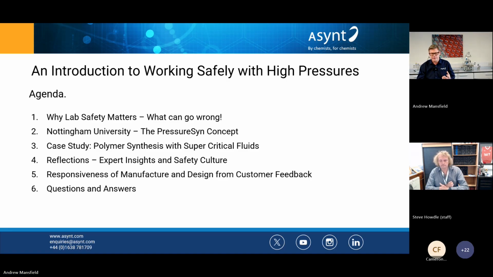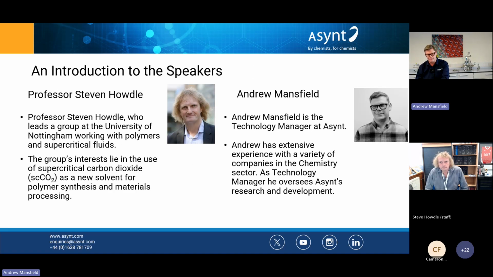So just to begin with, I wanted to introduce our guest speaker, Professor Stephen Howdle. Stephen has been leading a group at the University of Nottingham for many years, working with polymers and supercritical fluids. So his main interests are in supercritical carbon dioxide work, using that as a new solvent for polymer synthesis. And Stephen will be demonstrating a case study of this, demonstrating a video of that later.